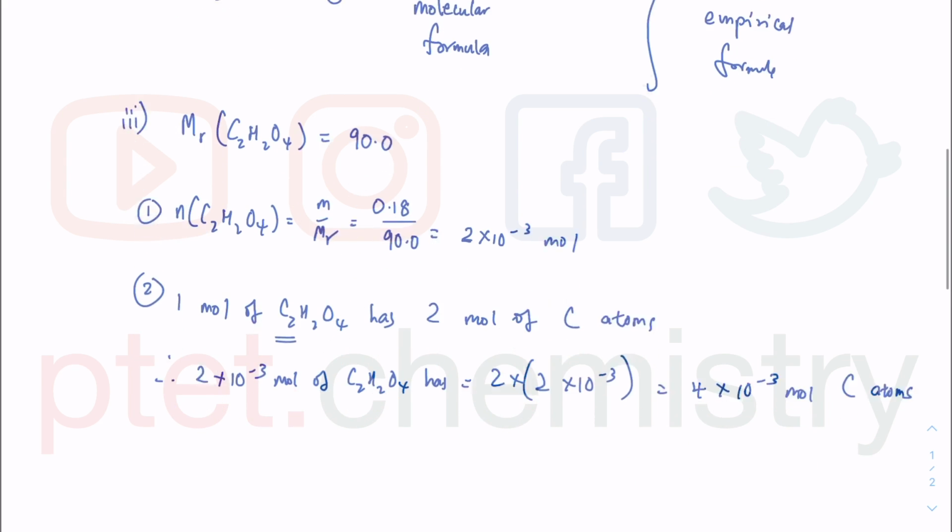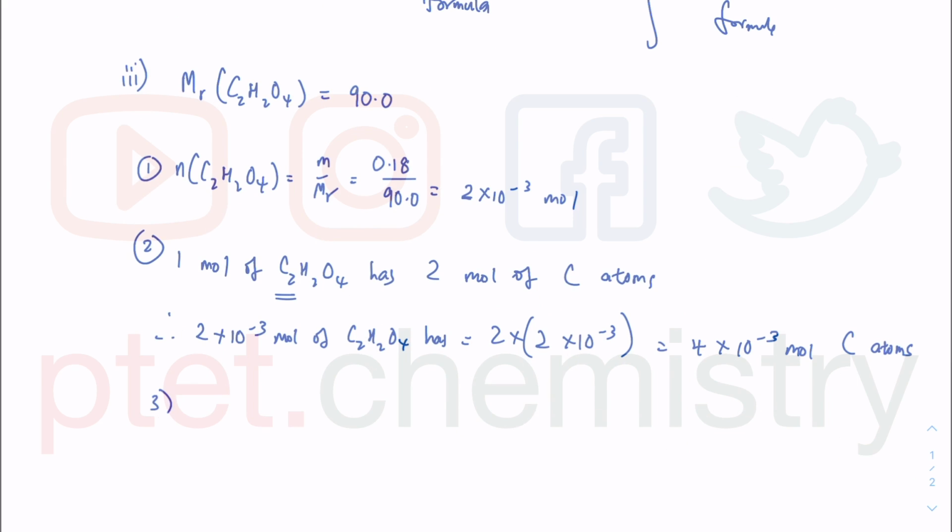Now after working out that much carbon atoms in terms of mole, the number of carbon atoms is going to be the Avogadro constant multiplied by 4 times 10 to the minus 3. The Avogadro constant is stated in your data booklet as 6.02 times 10 to the 23. So multiply that by 4 times 10 to the minus 3. My calculator shows me 2.408 times 10 to the 21 atoms.